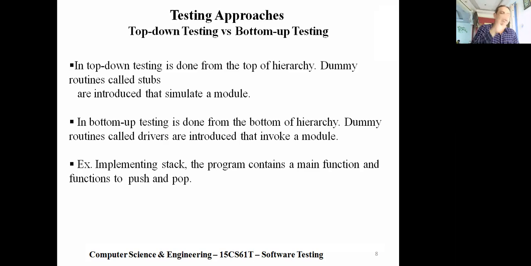So in the case of top-down testing, we use some dummy routines, which we call stubs, introduced to simulate a module under test. We use some smaller programs, called stubs, which you may discard later. In the case of bottom-up testing, testing is done from the bottom of the hierarchy. Dummy routines, called drivers, are introduced that invoke a module.